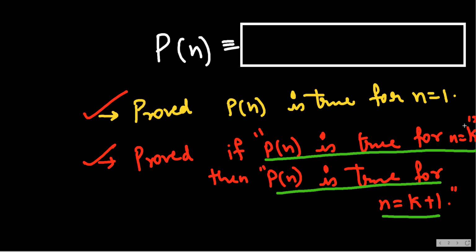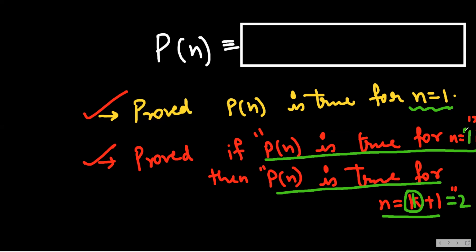I hope you're getting it. I have proved it for n equals 1. So when I have proved it for n equals 1, it is true for n equals k plus 1, that is 1 plus 1. And if I have 1 plus 1, it is true for n equals 2. So P of n is true for n equals 2. So now I have P of n true for n equals 1, which I have already proved, and I also have P of n true for n equals 2.